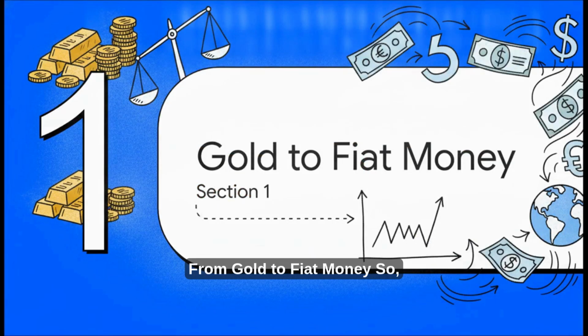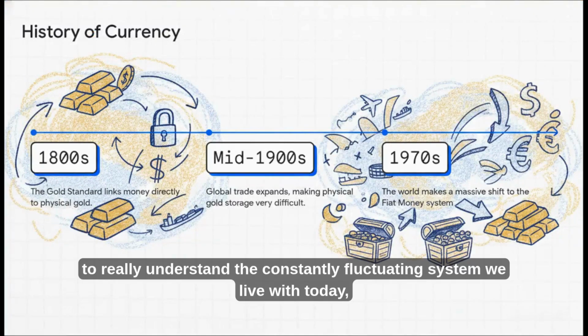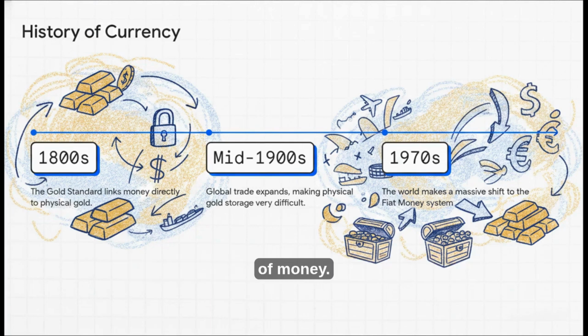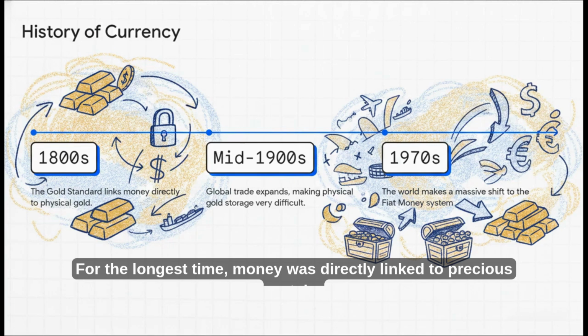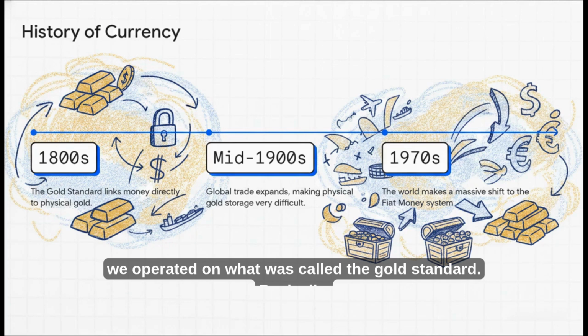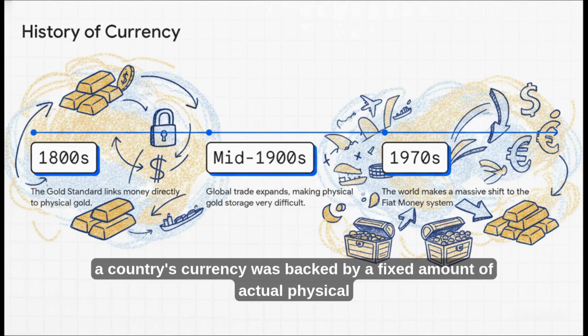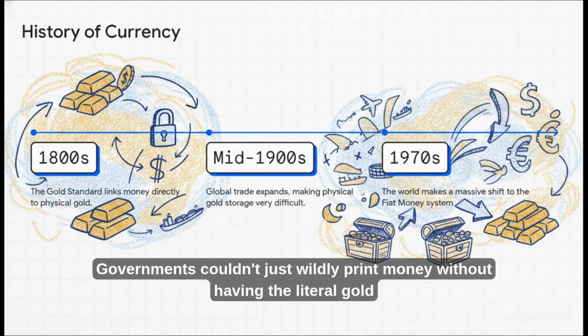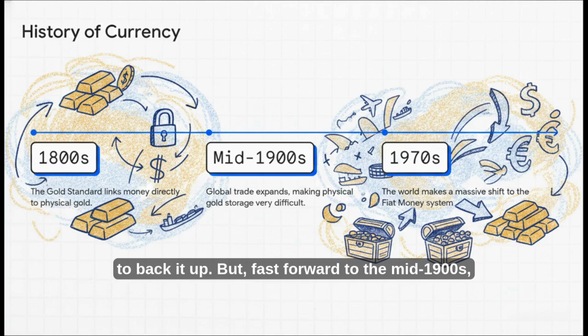From gold to fiat money. So, to really understand the constantly fluctuating system we live with today, we've got to rewind a bit and look at the historical foundation of money. For the longest time, money was directly linked to precious metals. Back in the 1800s, we operated on what was called the gold standard. Basically, a country's currency was backed by a fixed amount of actual physical gold sitting in a vault somewhere. And this was great for stability. Governments couldn't just wildly print money without having the literal gold to back it up.